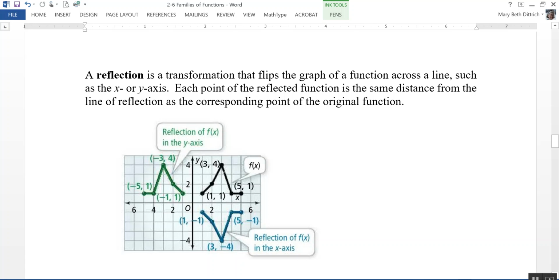Same thing with the reflection in the x-axis. The black graph gets reflected over the x-axis and becomes the blue graph, and you'll notice each point is the same distance from the x-axis.